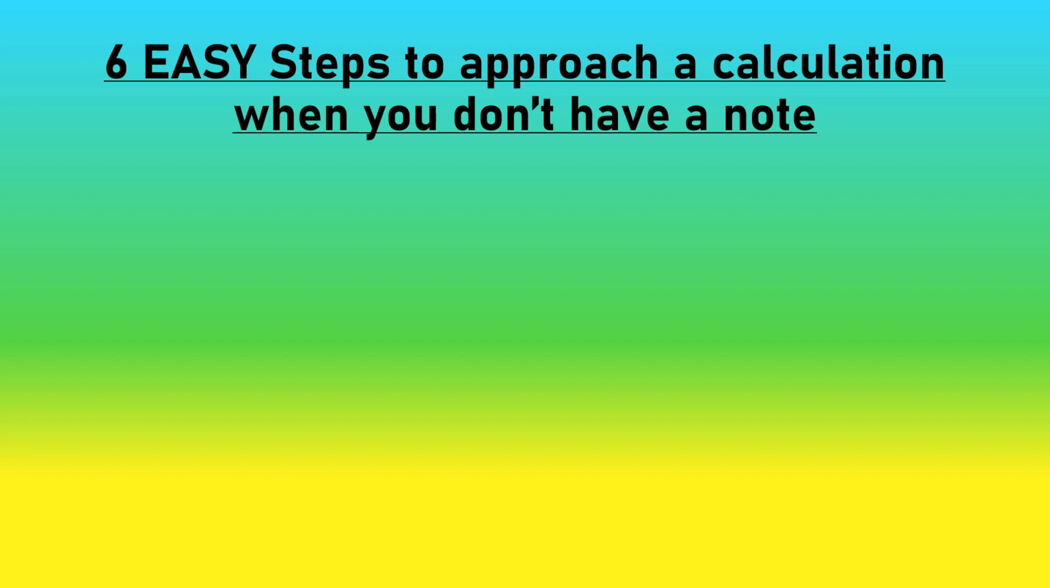Let us get to the most exciting part of the lesson today. 6 easy steps to approach a calculation when you don't have a note for a cash flow. Number 1, indicate clearly your current year and your prior year numbers. So that means take a pen, take a highlighter, write it down carefully, show it on your question paper so that you are aware which ones are your current year numbers, which ones are your prior year numbers.